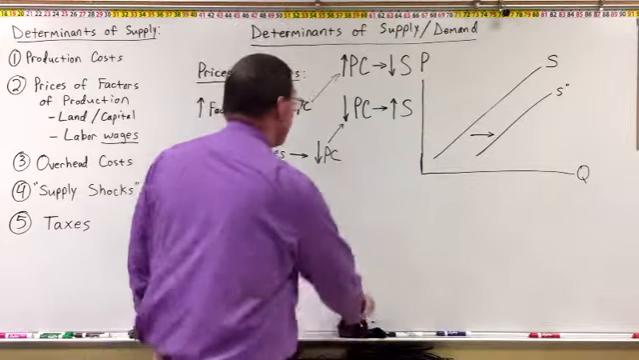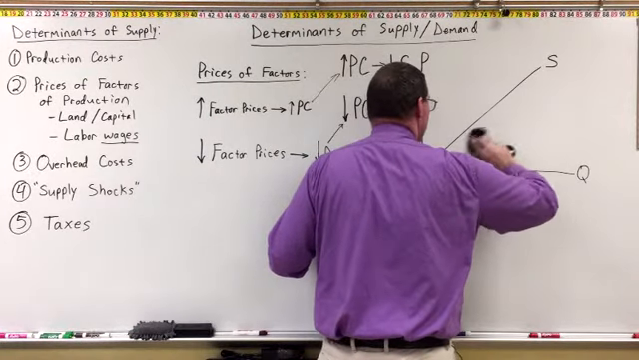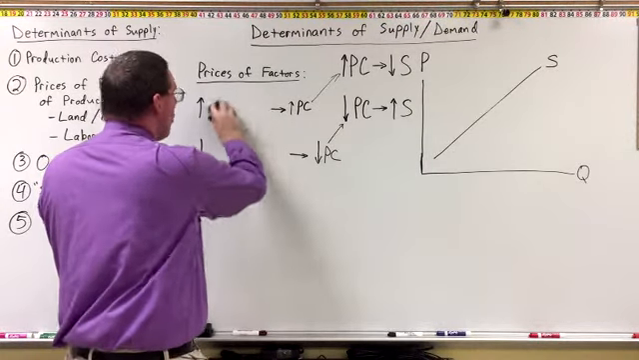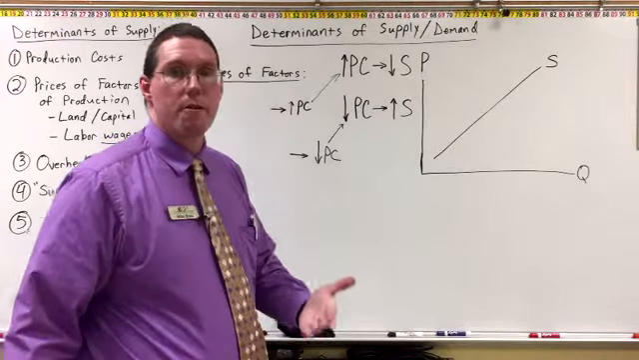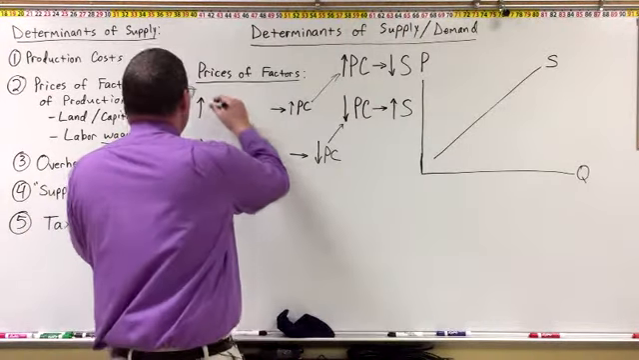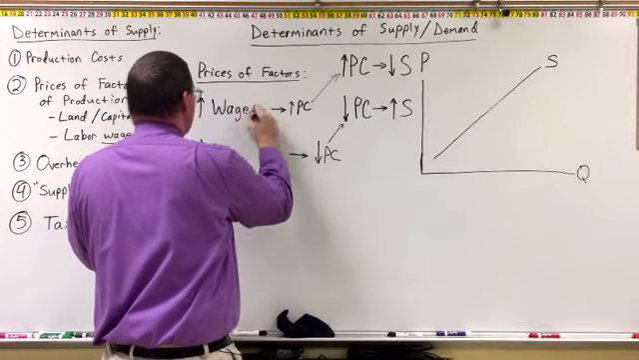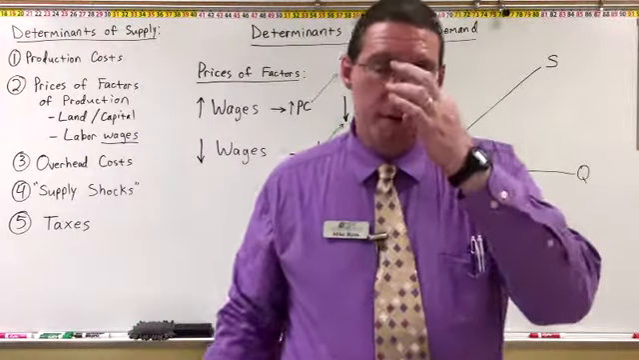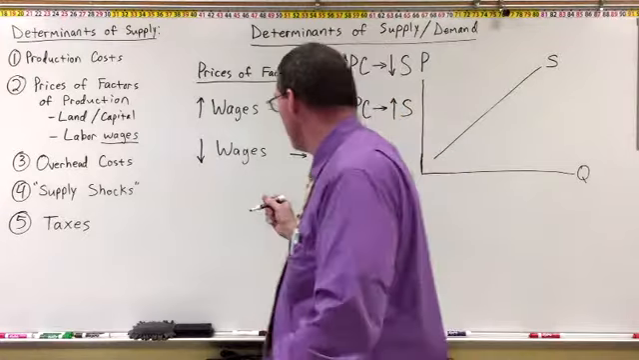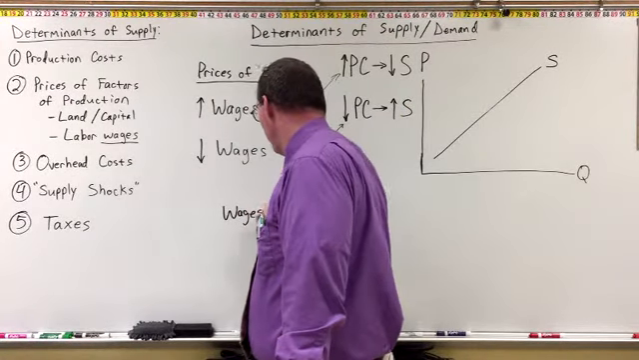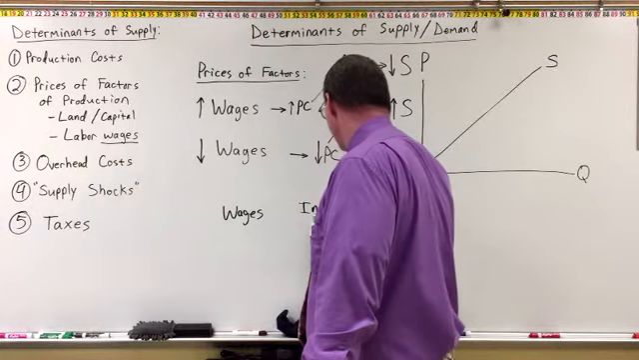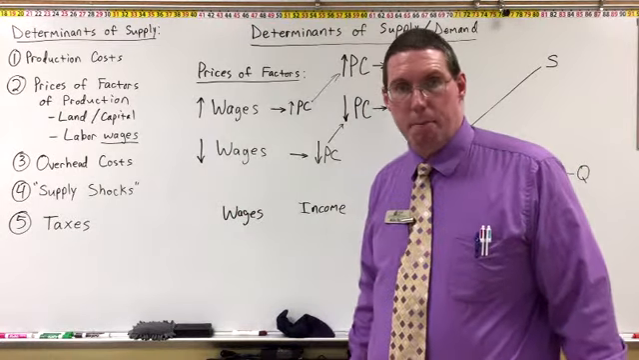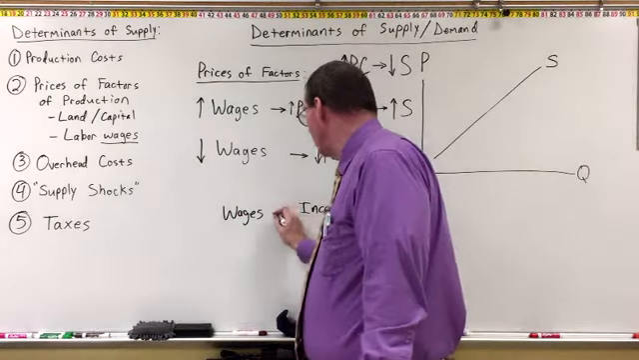Okay? All right, let's move on to wages now. Wages basically work the same. In fact, all I have to do is erase factor prices here, because wages are a factor price. They are the factor price of labor resources. But I want to talk about wages just for a second. A lot of times students will confuse the word wages with the word income. Now, income, you've already seen, affects demand. Wages affect supply.